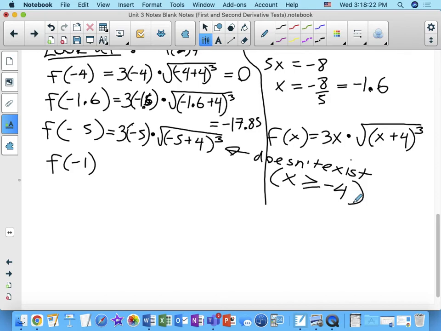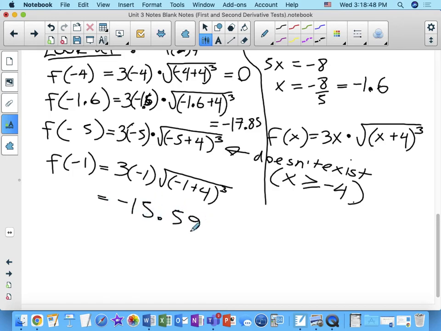Okay, and then finally, this is 3 times -1 times the square root of (-1 + 4), cubed. And that is, I'm getting that. Yes? Whew. Okay, there we go.